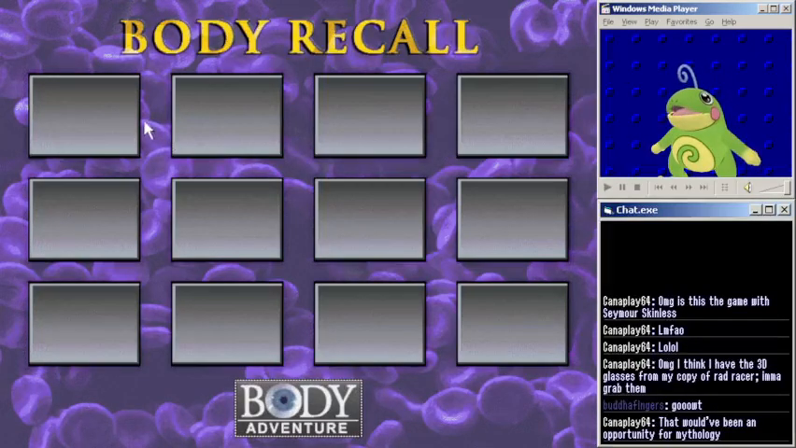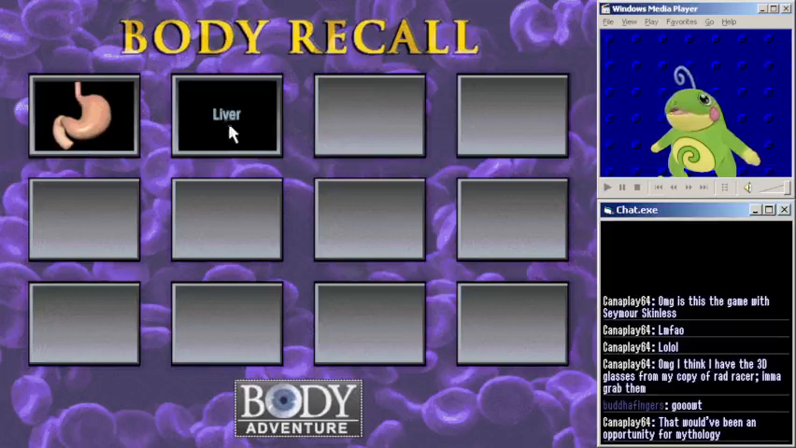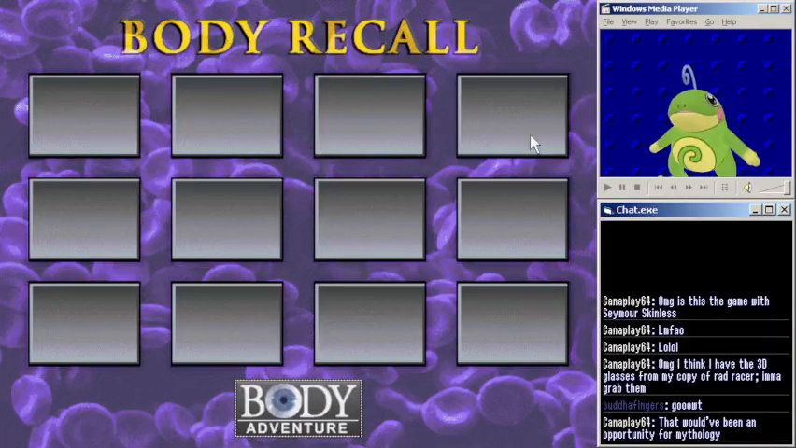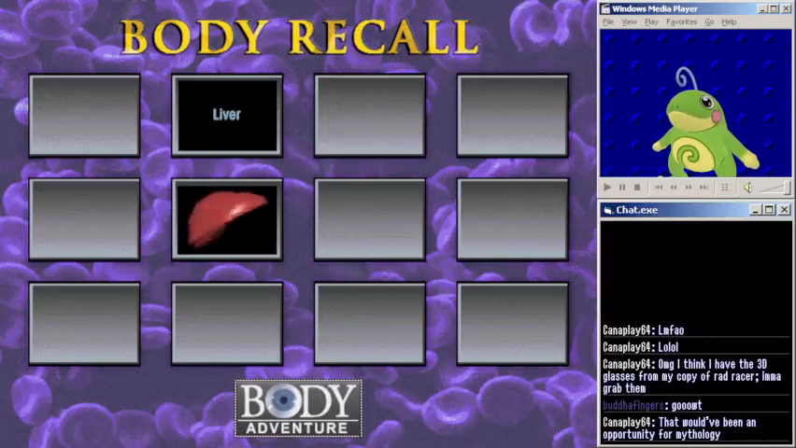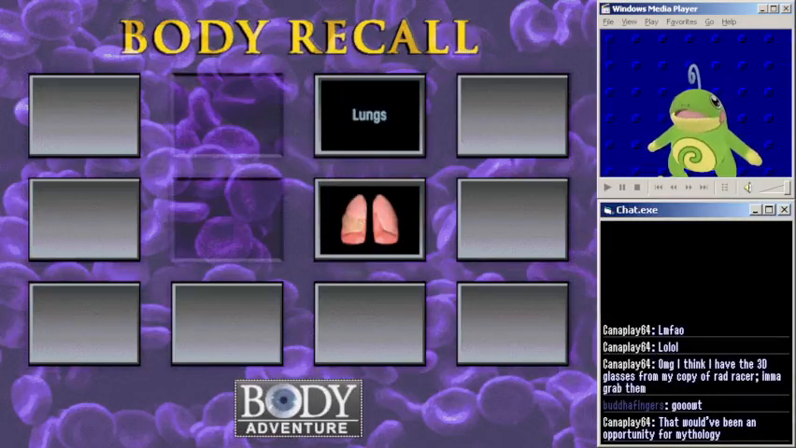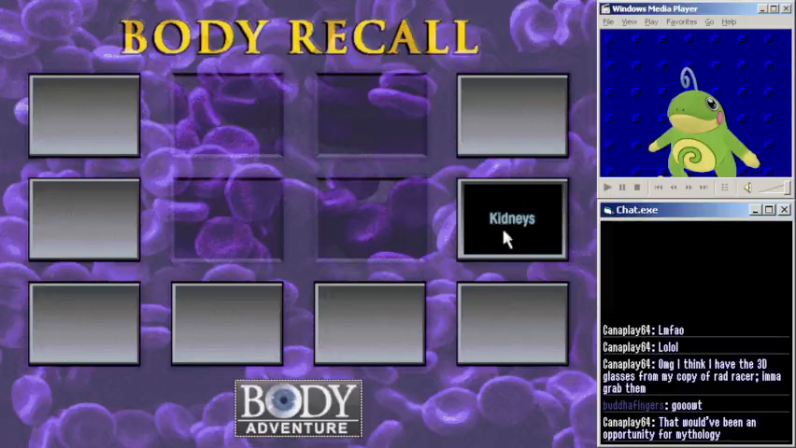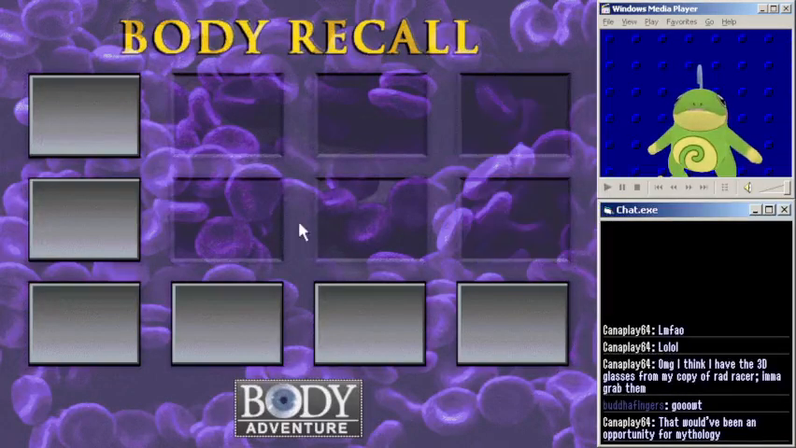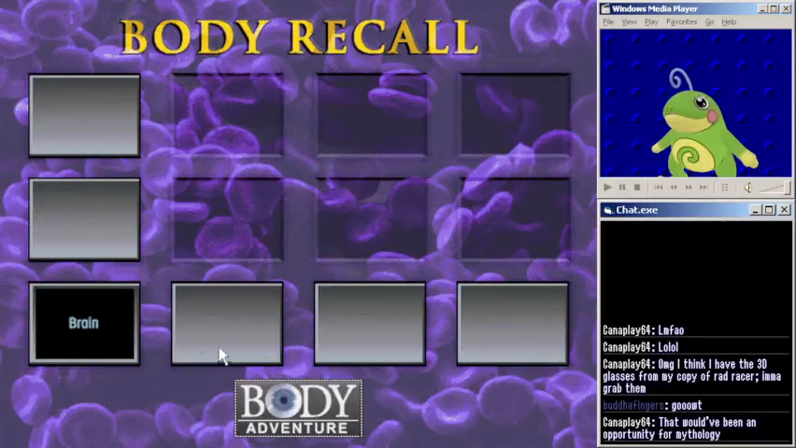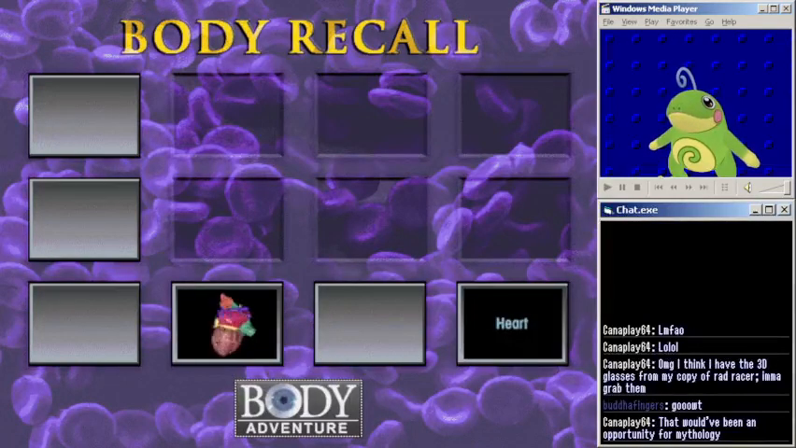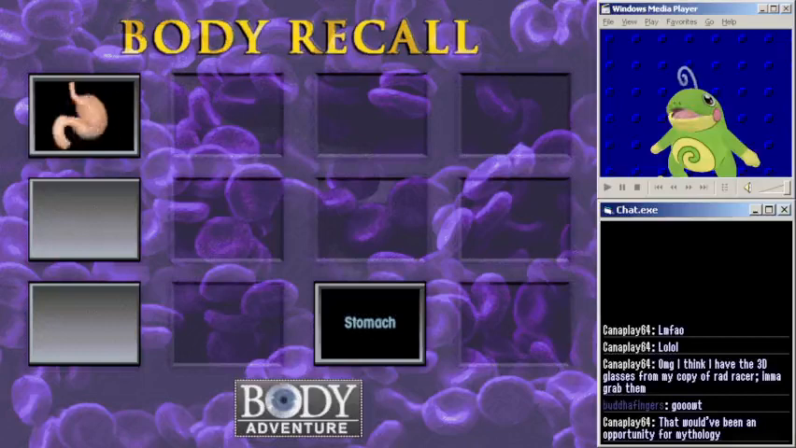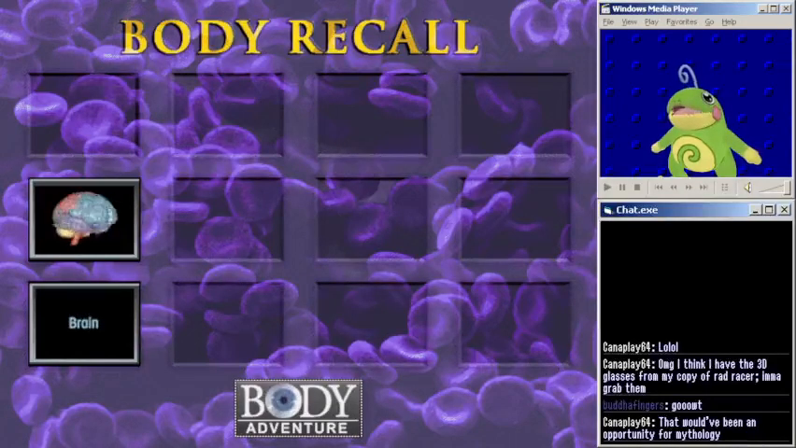Whatever. But yeah, this is just a memory matching game. So stomach, liver, nope. Lungs, kidneys, brain. Okay, there's the liver. Wait, did I even click on liver? Yes, liver. I did. Okay. Lungs. Kidneys. All three of them are right on top of each other. Okay, brain. Nope. Heart. Stomach. Heart. Okay. Heart to heart. Stomach to stomach. Brain to brain.